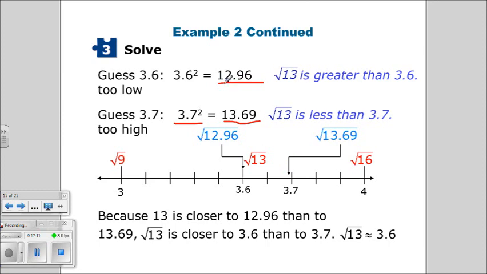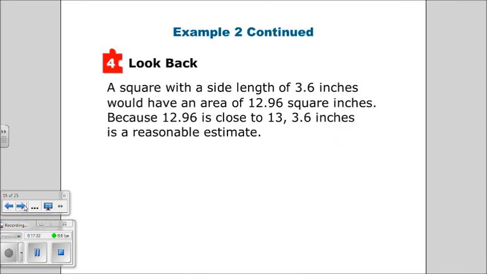We find that 13 is closer to 12.96. That's why the answer will be approximately 3.6, not 3.7. Why? Because the square root of 13 is closer to 3.6 to the power of 2. That's why, whenever we look at an example, it facilitates understanding many things.